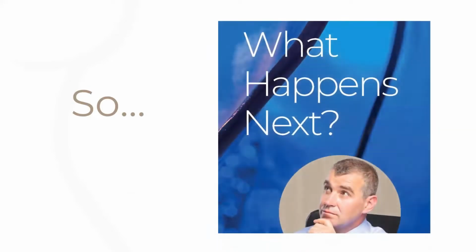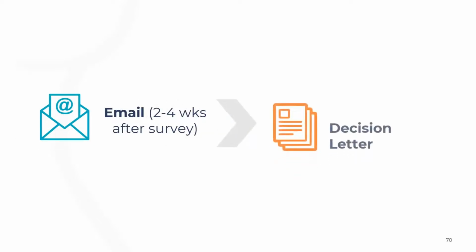Okay, so now the surveyor's left. You take a deep breath and you realize it really wasn't as difficult as you thought, right? So what's next? Your surveyor will review and complete your survey after they exit your location. Once it's complete, it will be sent to ABC's offices to review, validate, and finalize. Your finalized results will be sent to your primary contact within 2 to 4 weeks of your survey by email. You'll receive a written summary of findings along with your survey report and a decision letter.